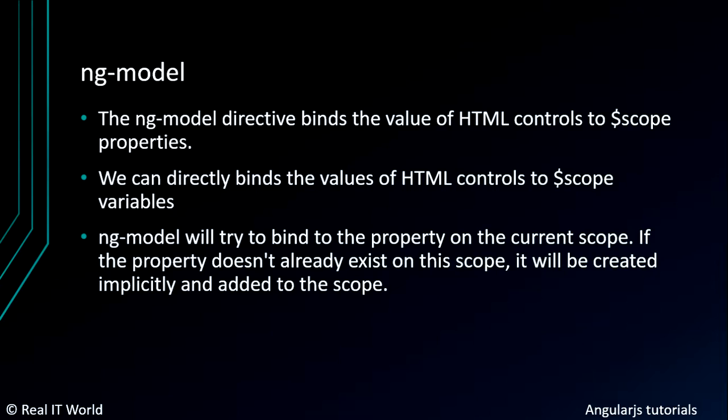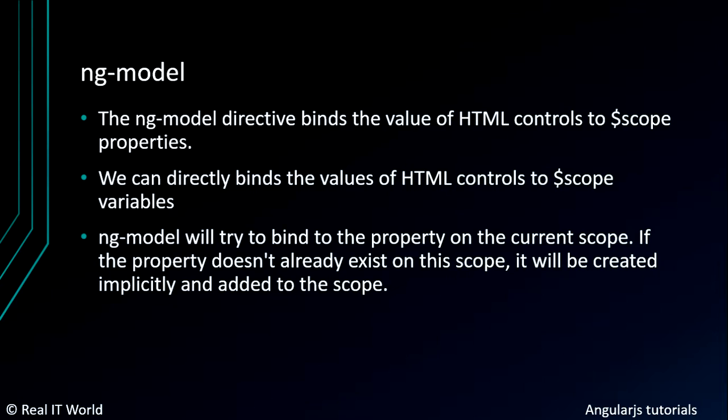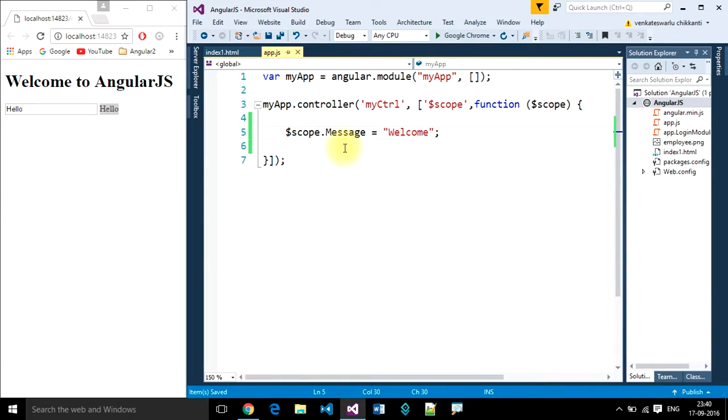We can directly bind the values of HTML controls to scope variables. We already saw that. Then third point, ngModel will try to bind to the property on the current scope if the property doesn't already exist on this scope. ngModel will try to bind to the property on the current scope. We already saw that ngModel will try to bind the value to a variable or property on the current scope. That's what we saw. If the property doesn't already exist on the scope, in our case property is there.